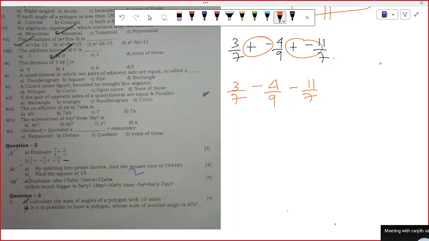So 7 multiplied. We get the LCM as 49, sir. 7, 9 and 7. 7 ones are 7 and 9 into 9. So 7 into 9 is... oh, no. 7, 9.